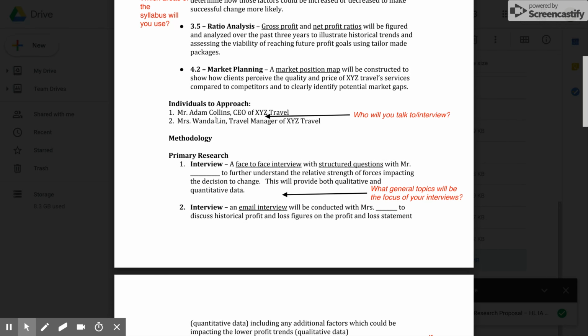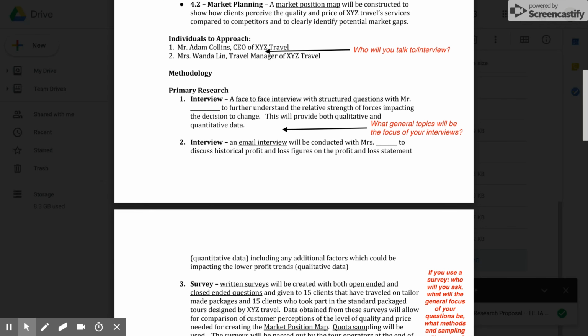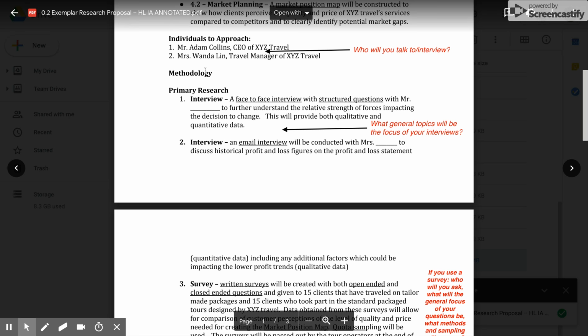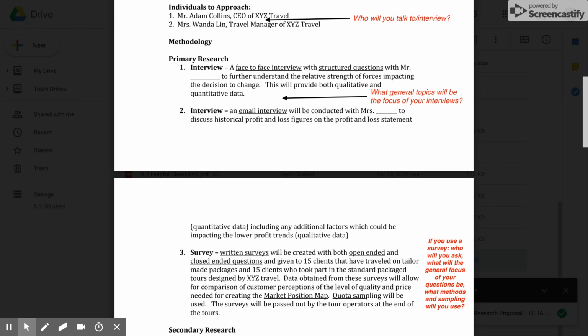Continuing to move down the document, individuals to approach. These are the people you'll talk to or your primary points of contact at the company. Usually you'll have their name and then also their role or their title at the company. In some cases, firms valuing their privacy and confidentiality may not want their names to be displayed. We can certainly talk about that. That's been the case for some companies in the past, and we can certainly redact or black out their names in the final document.